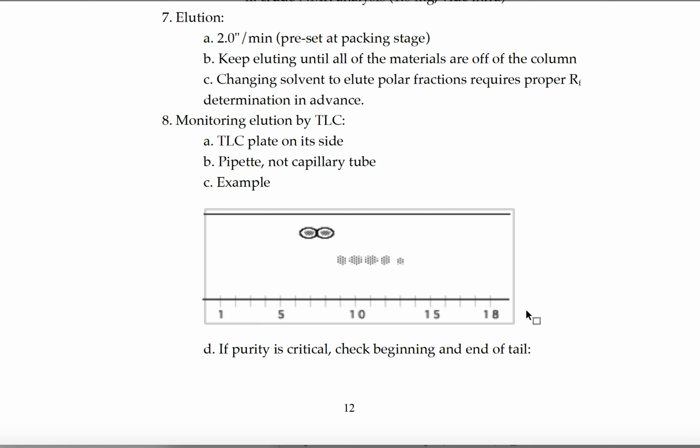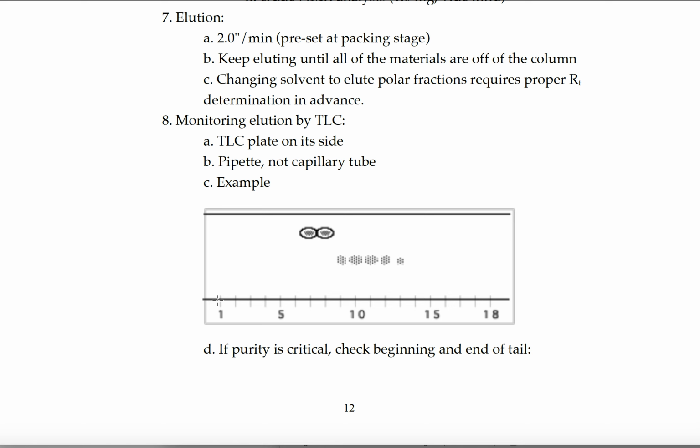Here's the deal: if you got the Rf right and you're collecting the right sample sizes, the target compound should start coming off around fraction 9, 10, 11, somewhere in there. That's where the sweet spot is. If it's coming off in fraction 5, it's too polar, or your samples are too big. If your samples are too big, you get a lot of mixed samples. So what you do is you spot as you're running the flash.